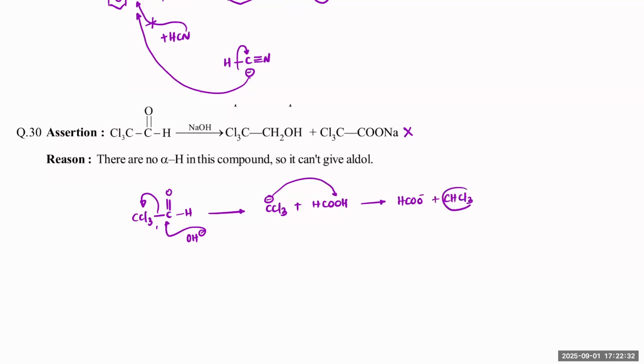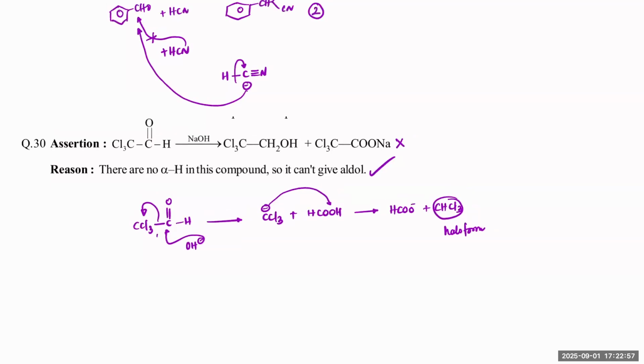So what is this one? Haloform. Correct. So it will go to a haloform reaction and not to the given reaction. There are no alpha hydrogens in this reaction, so it cannot give aldol. So which is true because the minimum condition is this should have at least one alpha hydrogen, which is not there. So no aldol will take place. Okay. Also, any doubt here?